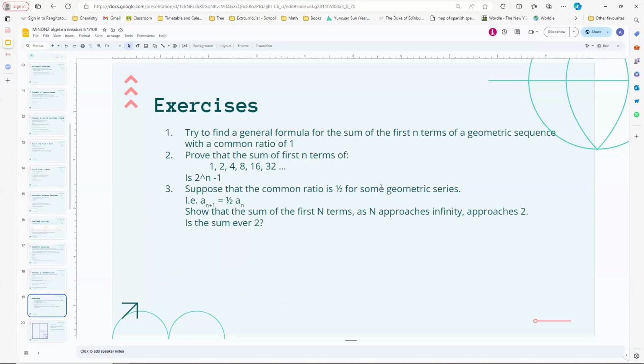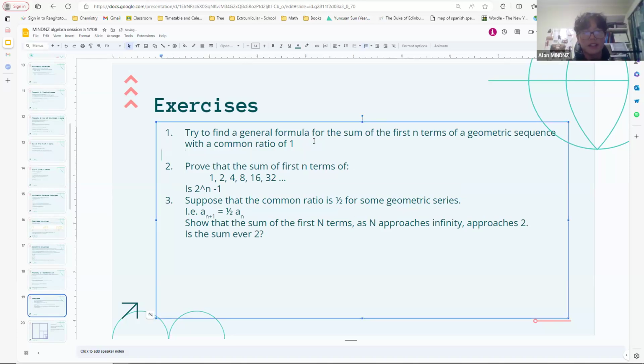Okay, so here are some exercises. Try to find the general formula for the sum of the first n terms of a geometric sequence with a common ratio of 1. So here, A1 is just A1, and then R equals 1. So we know that all the terms are equal to A1, which means the sum must be n times A1.